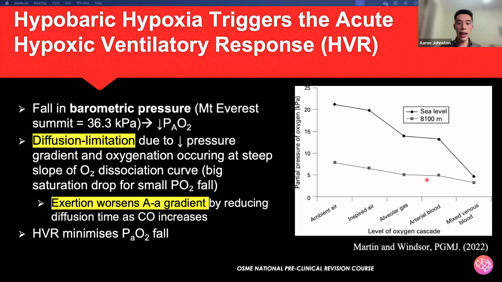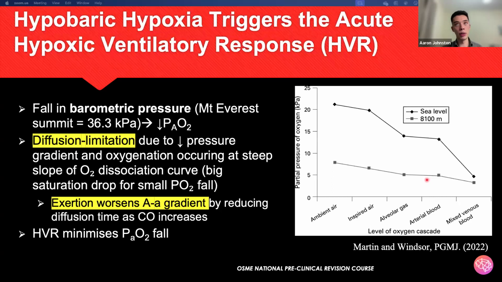And remember, it's the AA gradient, or the alveolar-arterial gradient, which is essentially the pressure or the force which is pushing oxygen from the alveolar gas into the blood. That's driving that diffusion of oxygen. So at altitude, we're essentially in a situation of diffusion limitation, and this is due to that reduced pressure gradient between the alveolar gas and the arterial blood.